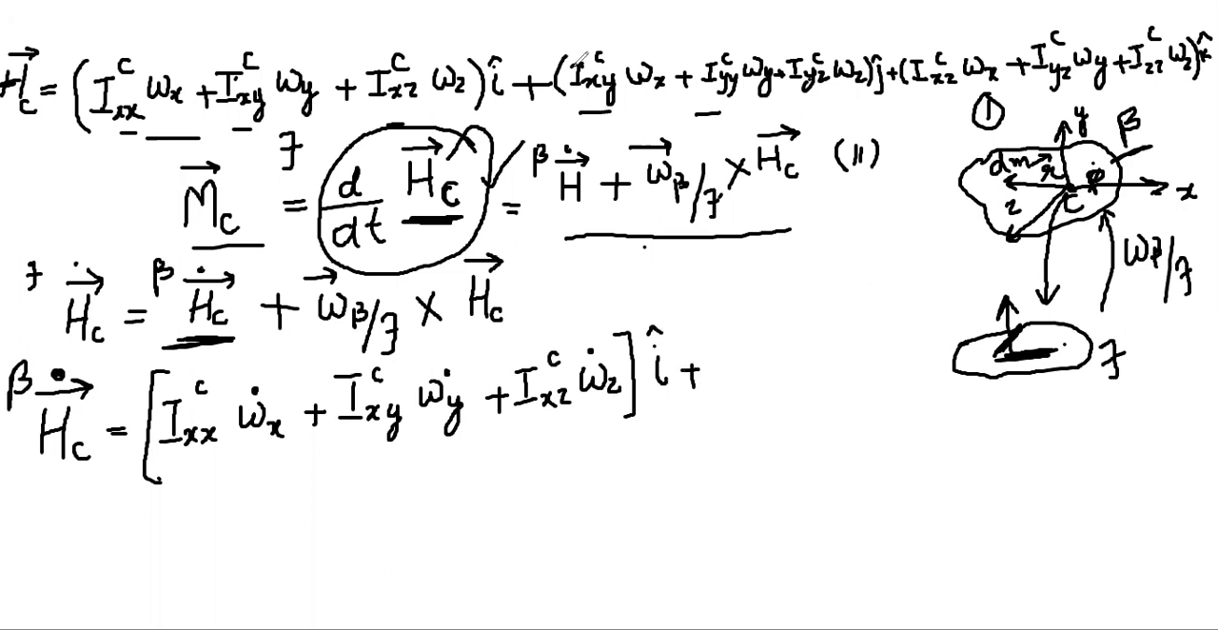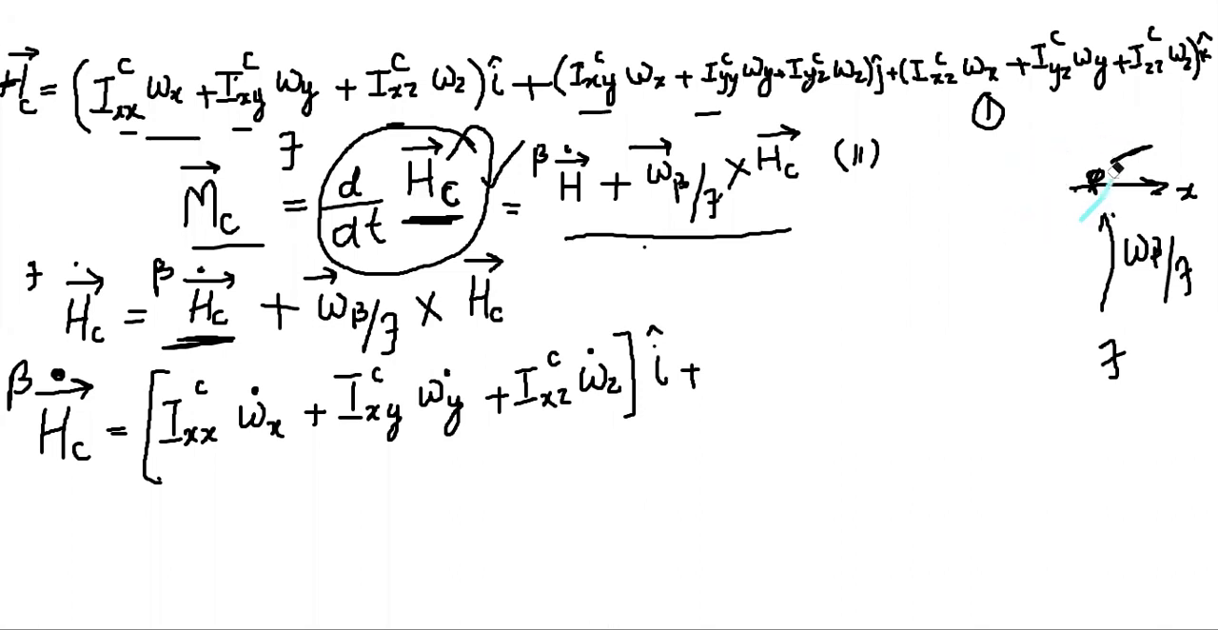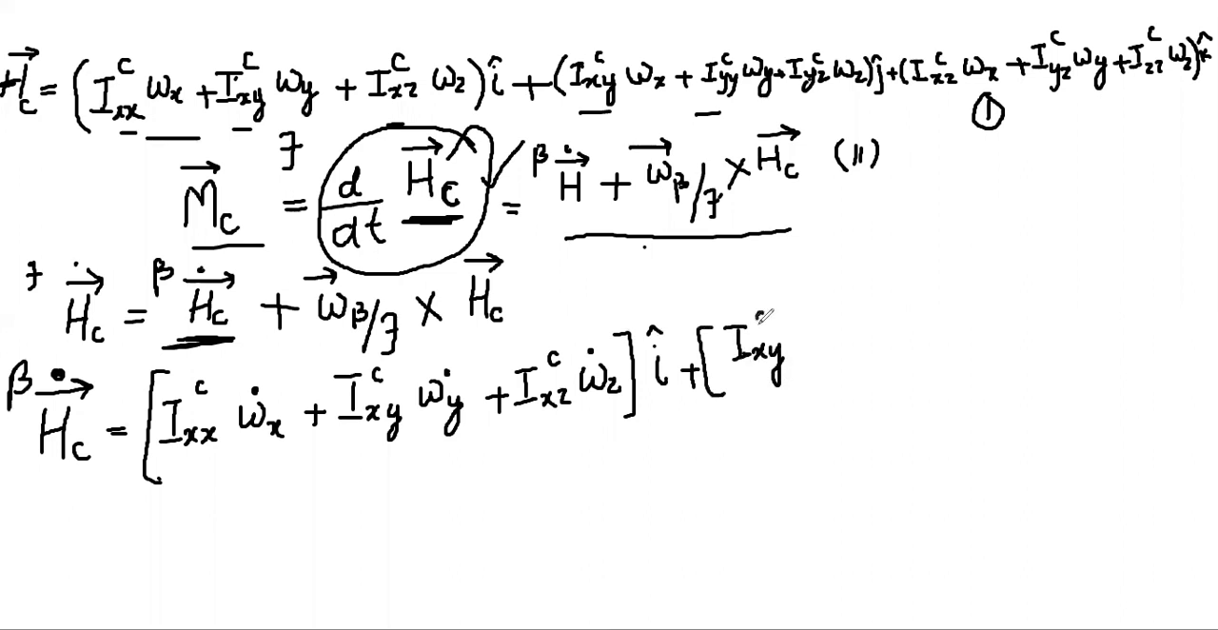Plus Ixy about c times omega x dot, plus Iyy omega y dot, plus Iyz about c, omega z dot, all about the j cap.